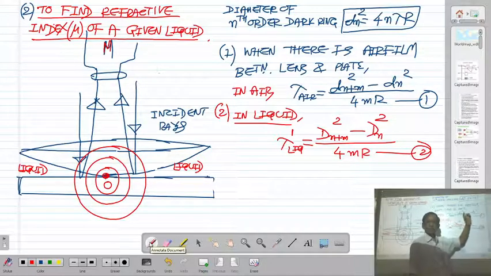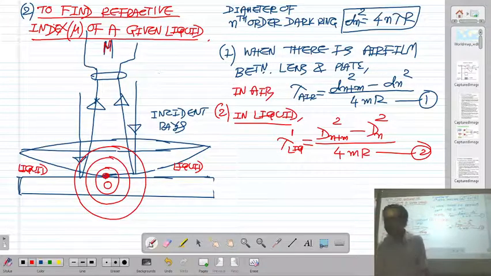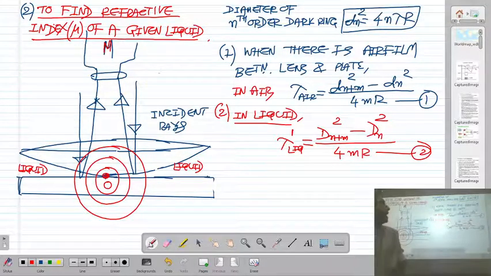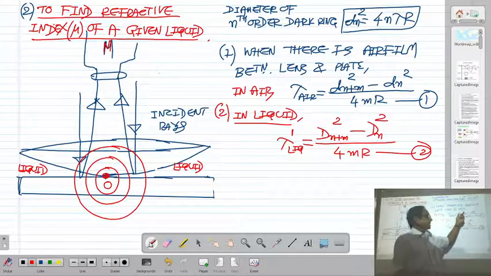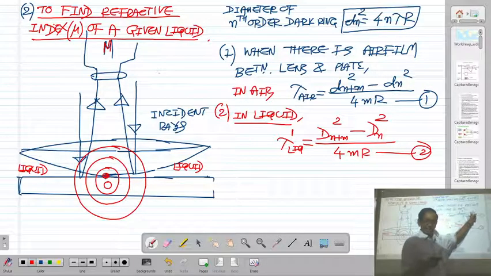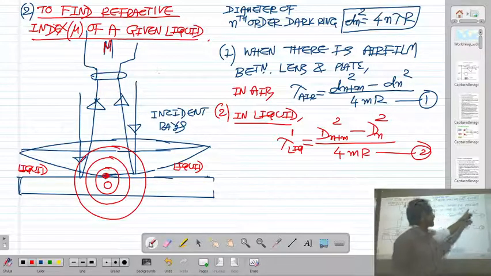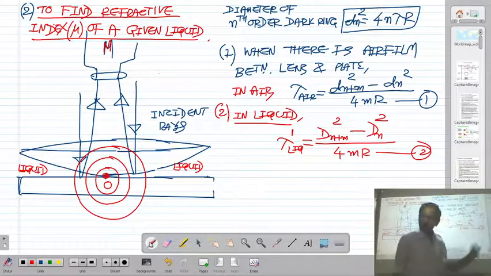So in air, when there is an air film between lens and plate, the wavelength of light lambda in air is small d n plus m square minus d n square upon 4mr. Please remember, small d n plus m is the diameter of the n plus mth order dark ring in air, and small d n is the diameter of the nth order dark ring in air. m is the difference of ring number, and R is the radius of curvature.